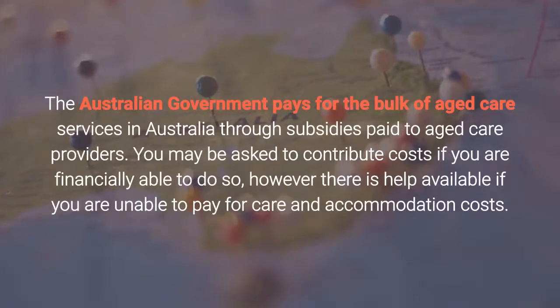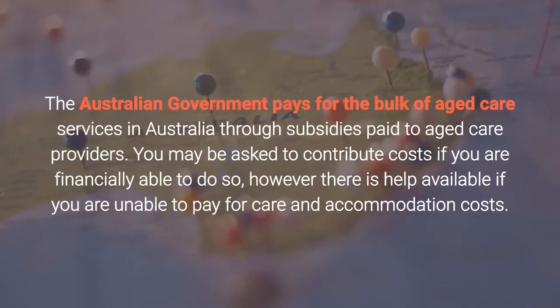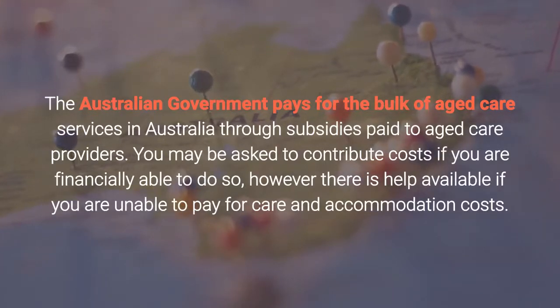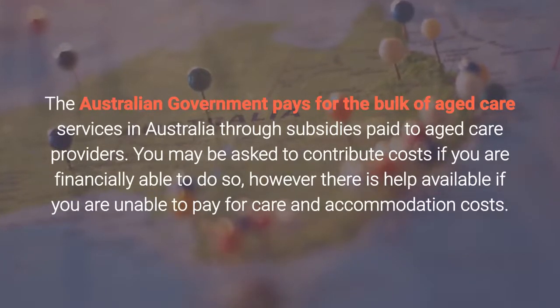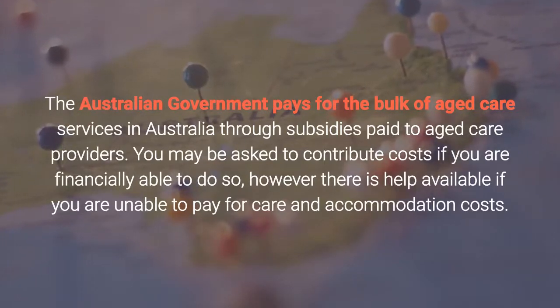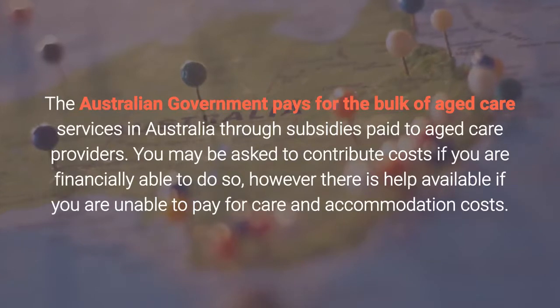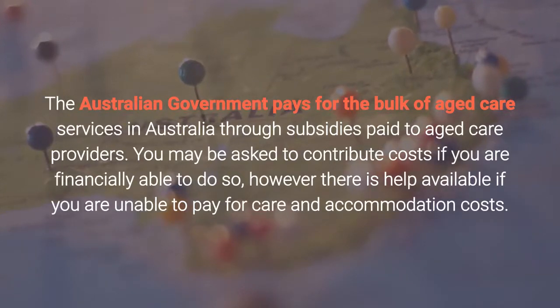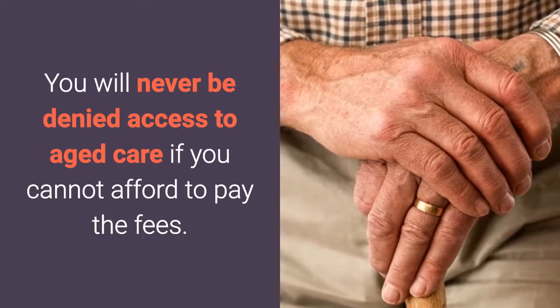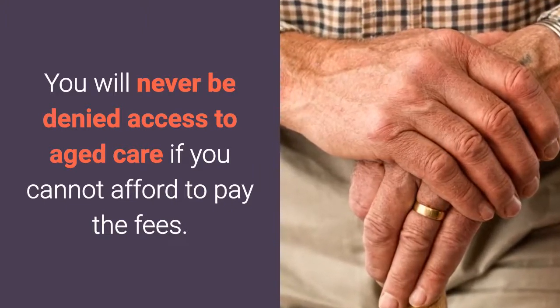The Australian Government pays for the bulk of aged care services in Australia through subsidies paid to aged care providers. You may be asked to contribute costs if you are financially able to do so. However, there is help available if you are unable to pay for care and accommodation costs. You will never be denied access to aged care if you cannot afford to pay the fees.